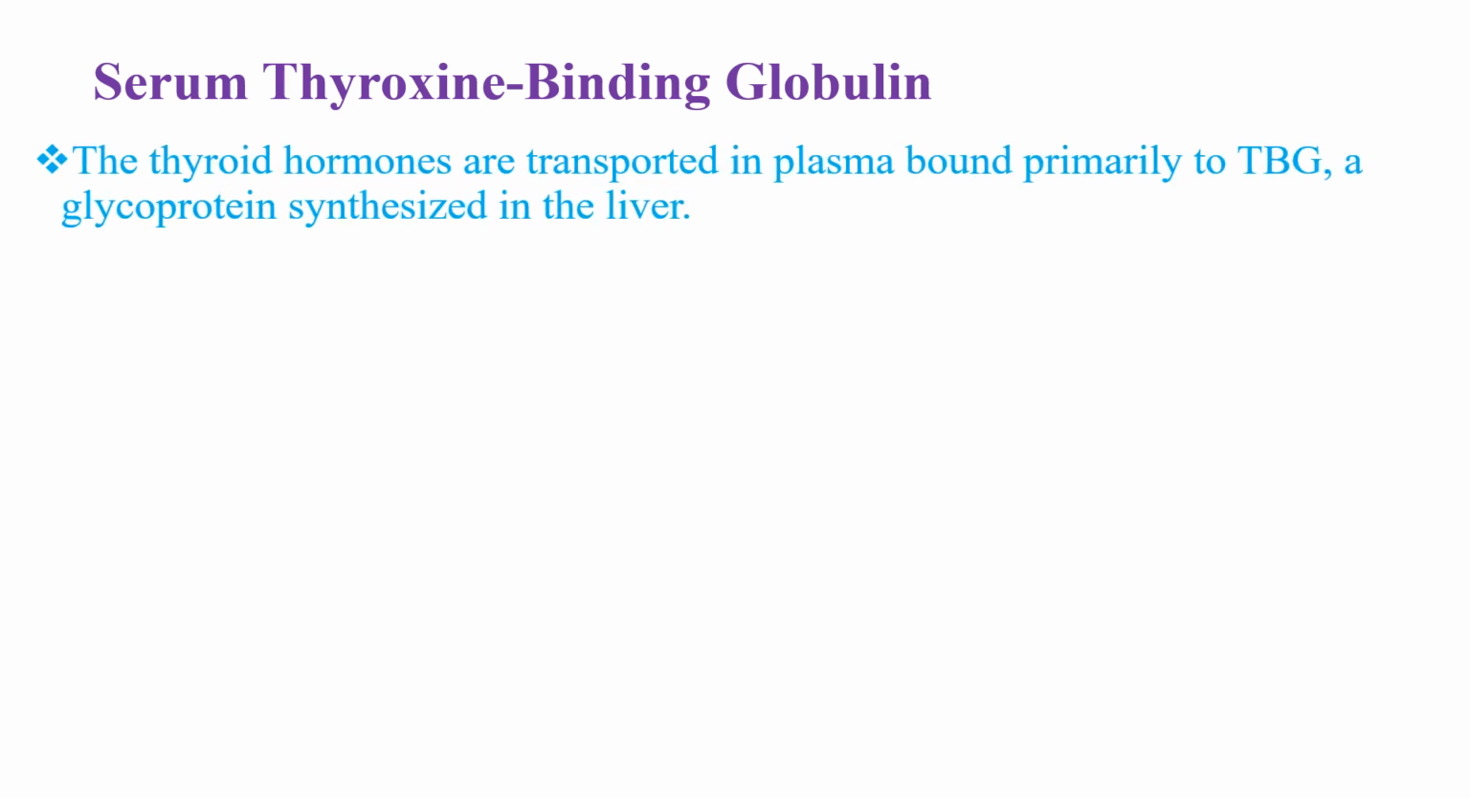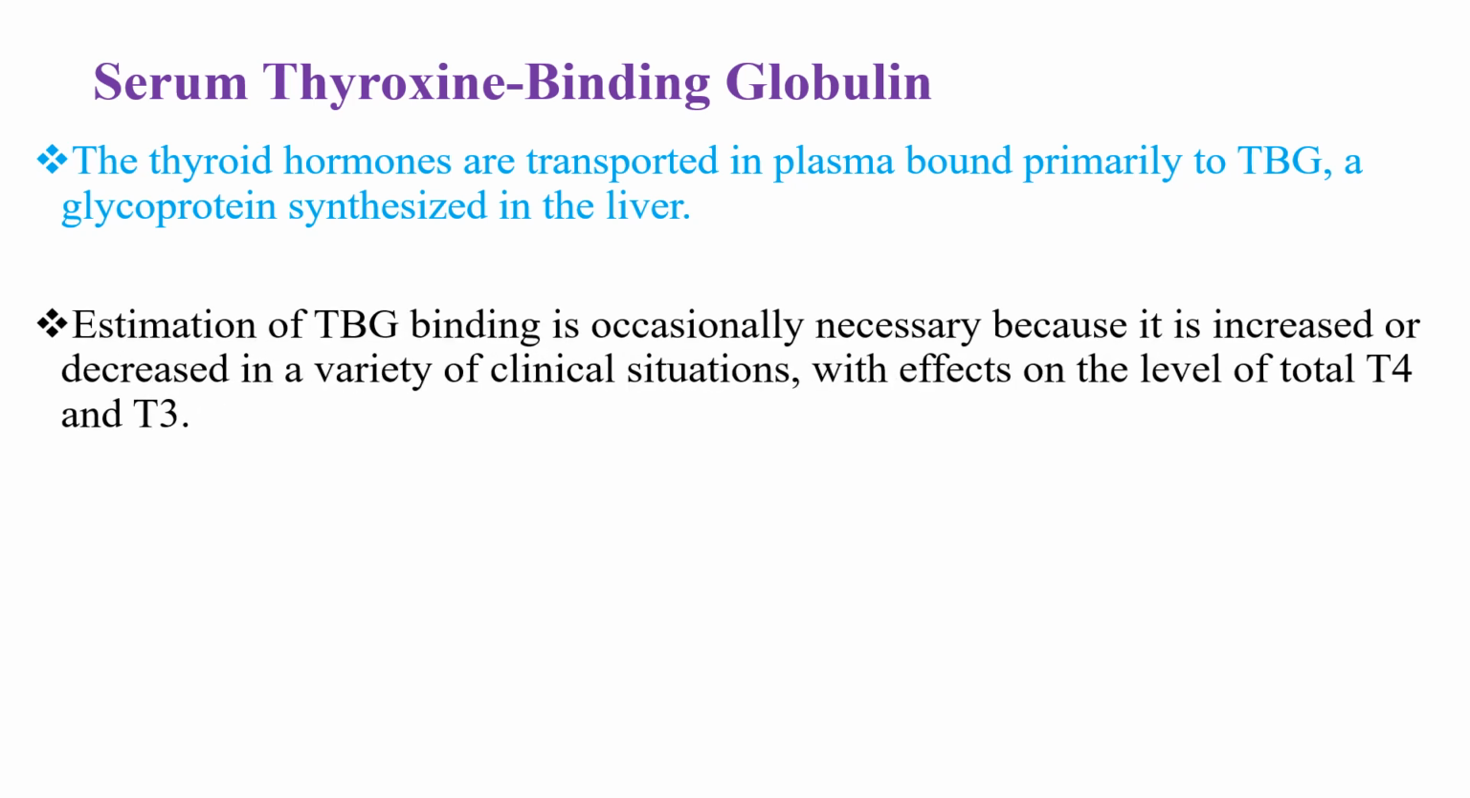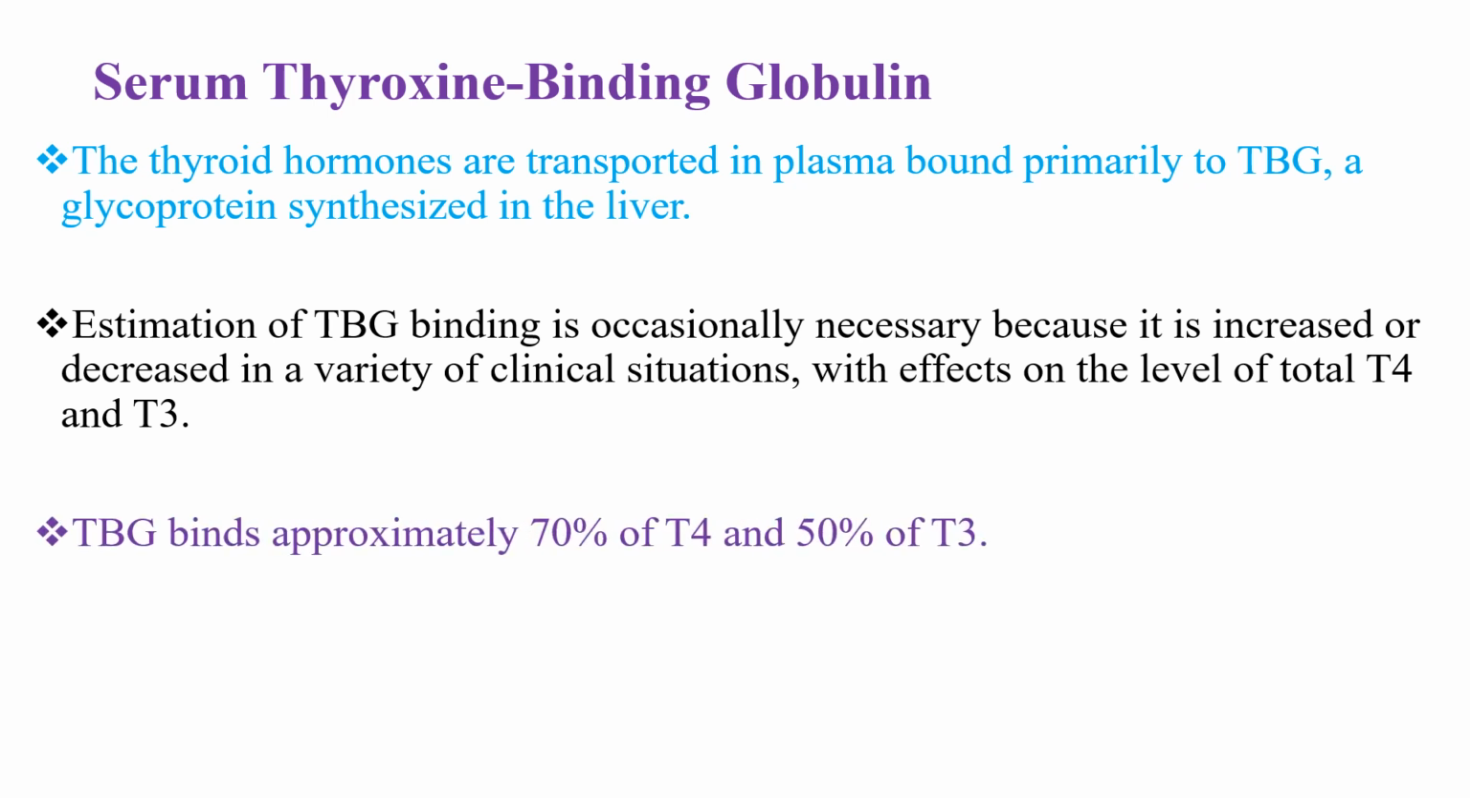Let's see serum thyroxine binding globulin. The thyroid hormones are transported in plasma bound primarily to thyroxine binding globulin, a glycoprotein synthesized in the liver. Estimation of thyroxine binding globulin is occasionally necessary because it is increased or decreased in a variety of clinical situations, with effect on the level of total T4 and T3. Thyroxine binding globulin binds approximately 70% of T4 and 50% of T3.